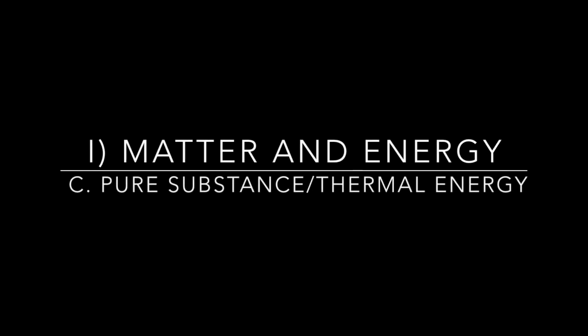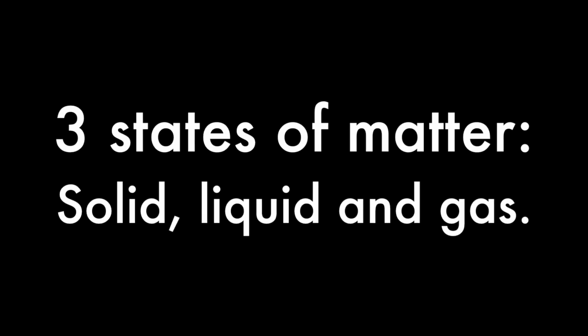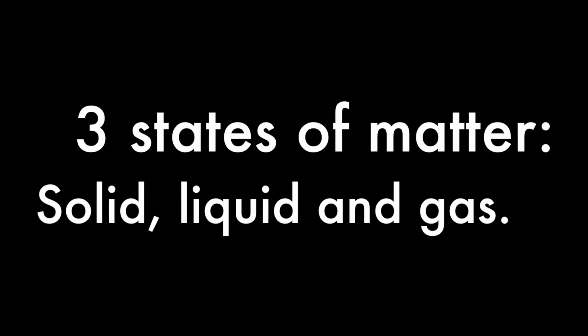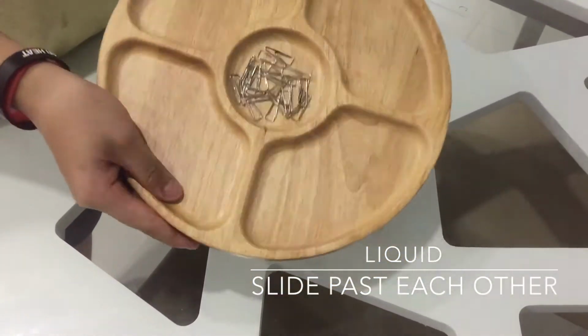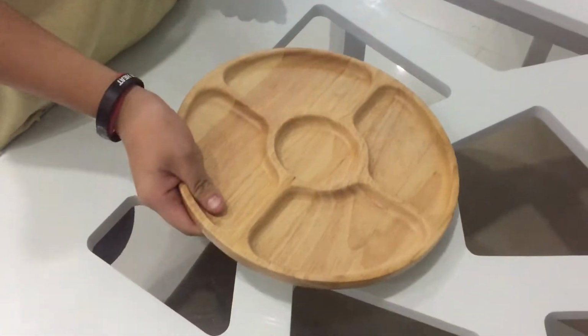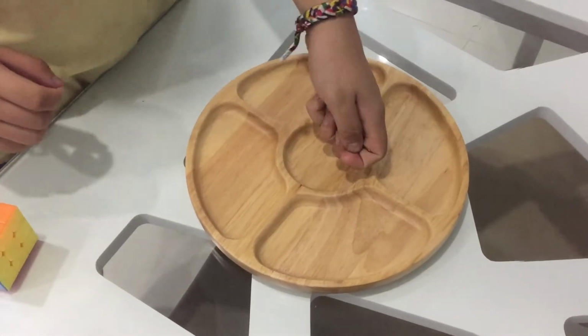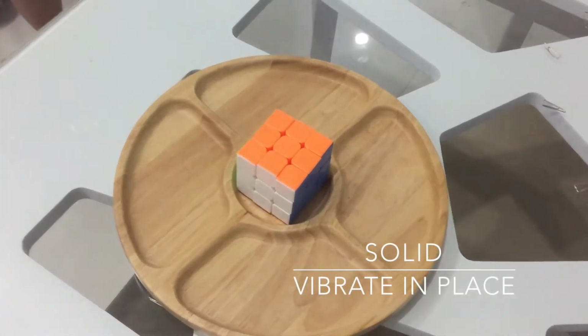Let's jump to the next topic, pure substance and thermal energy. There are 3 states of matter: solid, liquid, and gas. Liquid, when atoms slide past each other. For gas, everything moves freely. And for the last one, solid, it's just basically a cube.